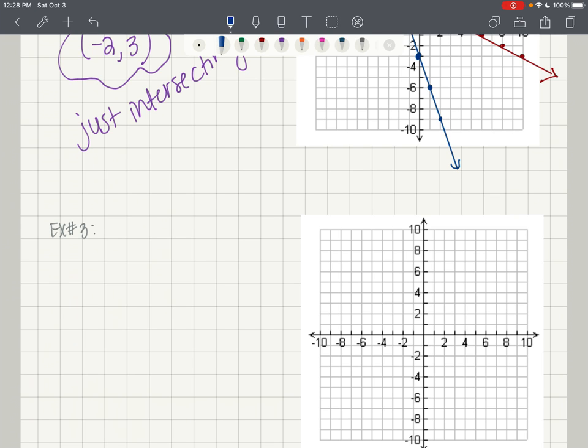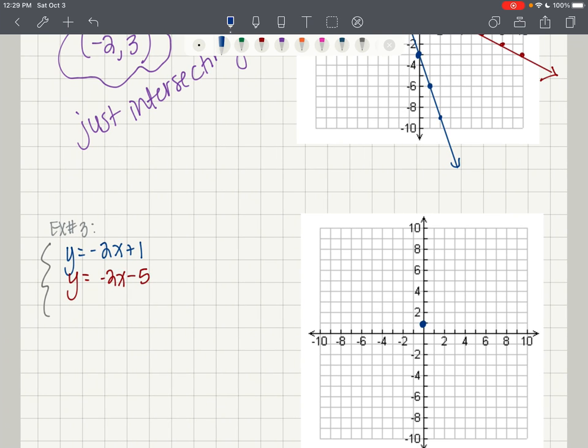Okay, here's an example. Y equals negative 2x plus 1, and y equals negative 2x minus 5. Let's solve this one. Y equals negative 2x plus 1. We're going to go with the y-intercept of 1, and then down 2, right 1, down 2, right 1, down 2, right 1. I'm going to continue that pattern all the way down to the bottom of the grid, and then up 2, left 1, up 2, left 1.